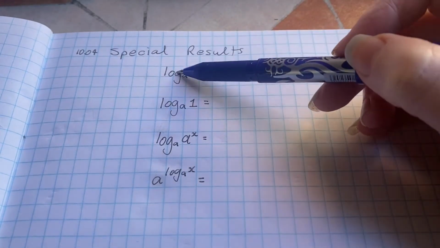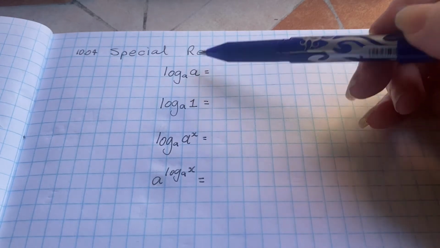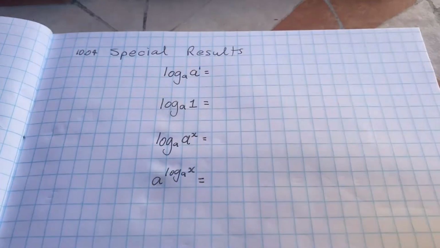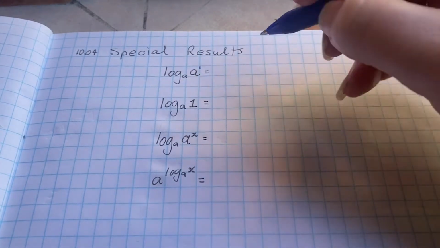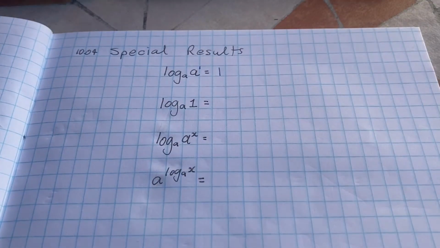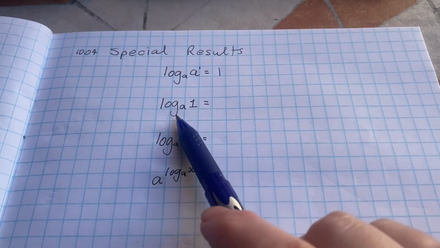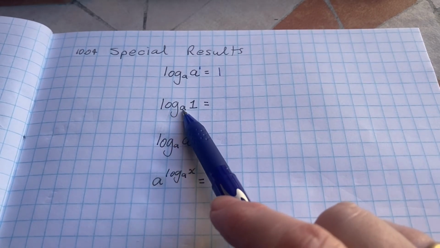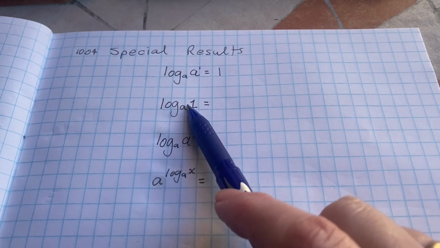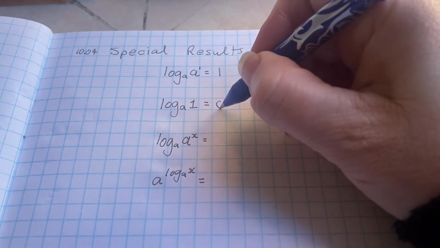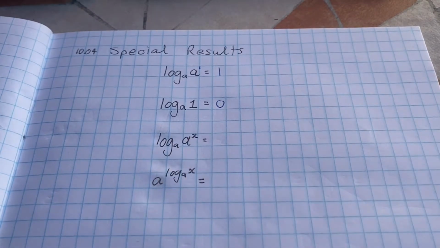Okay, these are just 4 special results of log laws kind of thing. So the first one is log base a of a. Well, remember, a means a to the power of 1. It's kind of like there's a little power of 1 there. Log base a and a to the power cancel each other out. You're left with the power, so the answer there is 1. Log base a of 1. So you might want to think of this one as saying a to the power of what equals 1. And we know anything to the power of 0 equals 1. So the answer for that one is 0.